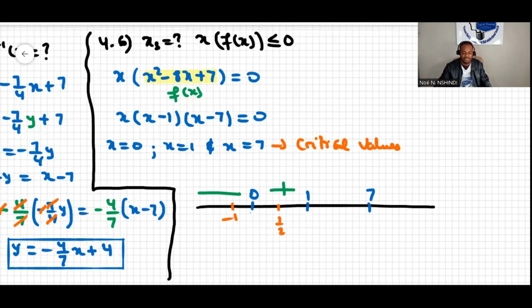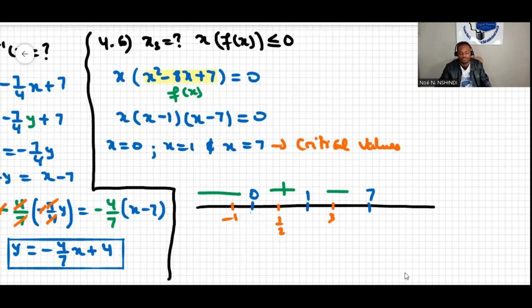Now let's pick another number in the next interval. Any number will work. I can take 3, for instance. With 3 in each factor, x is positive, x minus 1 is positive, and x minus 7 is negative. Positive times positive makes positive, and positive times negative makes negative. So in this interval, the solution is negative.